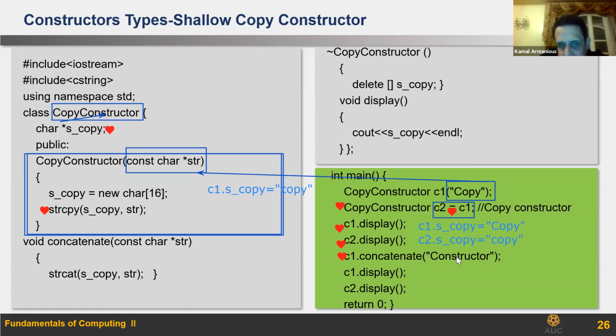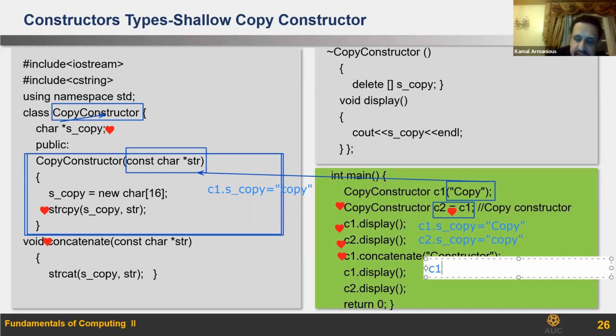C1.concatenate constructor. What does it do? I call the function that is called concatenate, and then strcat str to s copy. It joins two words together. So constructor will be joined to copy. So s copy is copy and str is constructor. So what will happen after the execution of this statement?